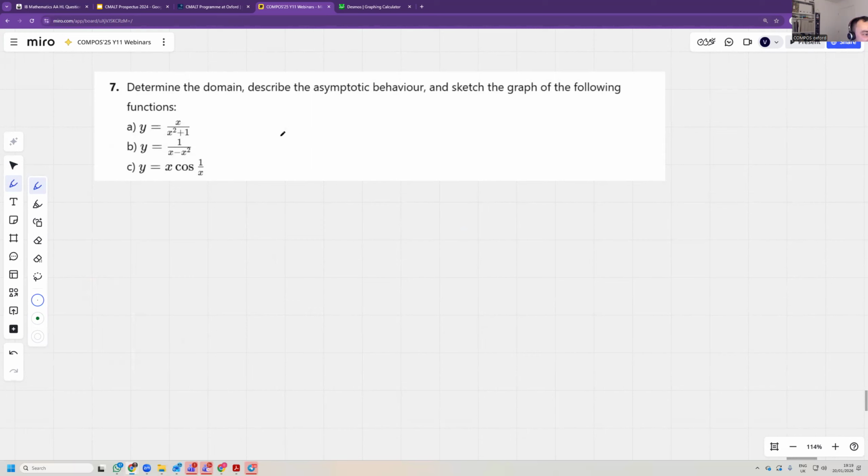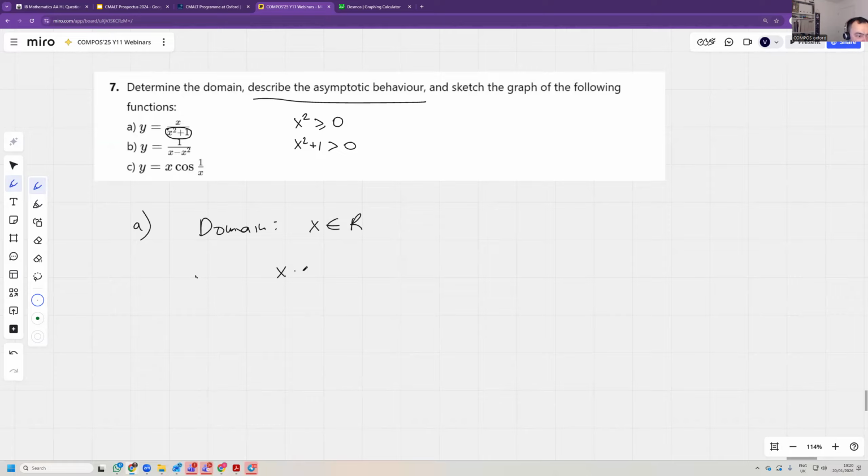Well, here you have the denominator x squared plus 1, which is always positive, since x squared is non-negative. So there's no problem, and there are no limitations. So for A, the domain is x is any real number. Now we want to describe the asymptotic behavior. Asymptotic behavior means when x becomes really big.